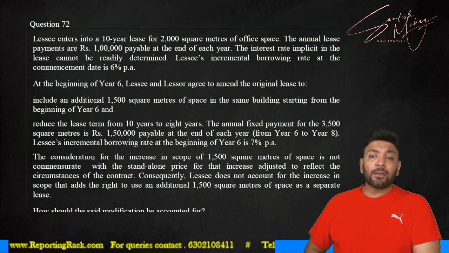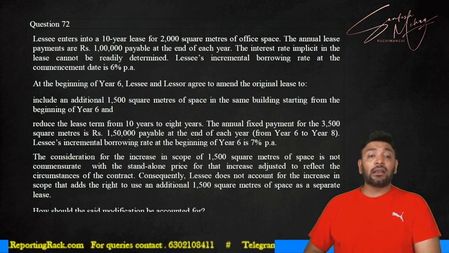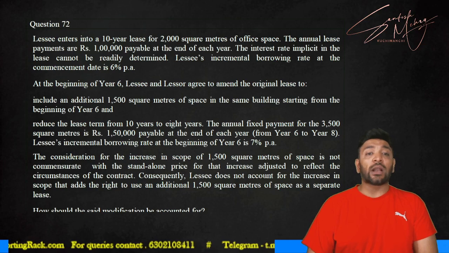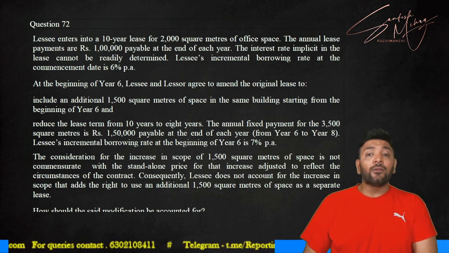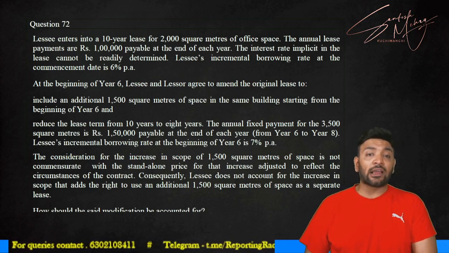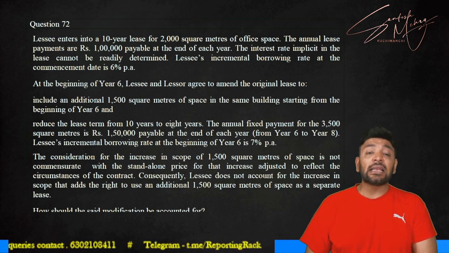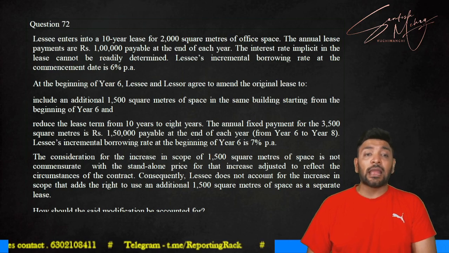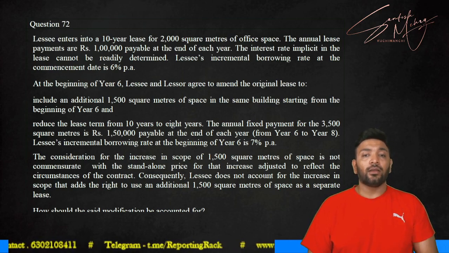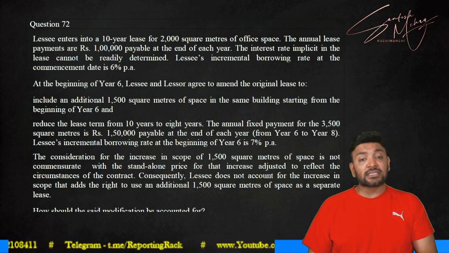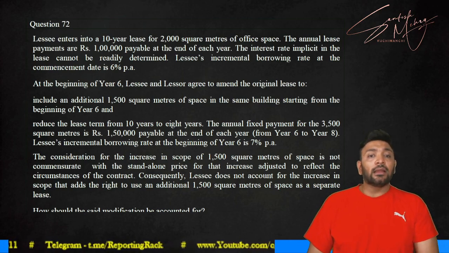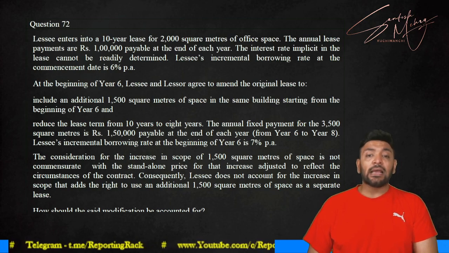The annual lease payments for the 3500 square meters is 1 lakh 50. Guys, for the 2000 square meters, it was 1 lakh. For 3500 square meters, it is 1 lakh 50. So therefore, the lease rental is going to increase by 50,000 every year. Clear? It is payable at the end of each year, starting from year 6 to year 10. Lessee's incremental borrowing rate has increased from 6% to 7%.